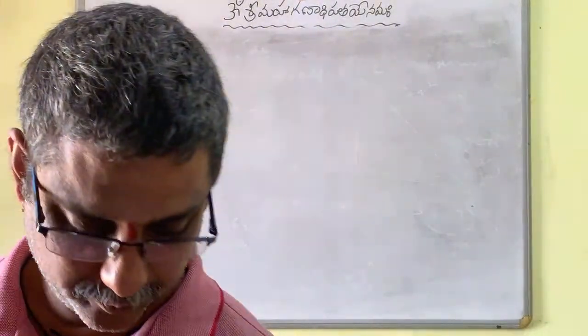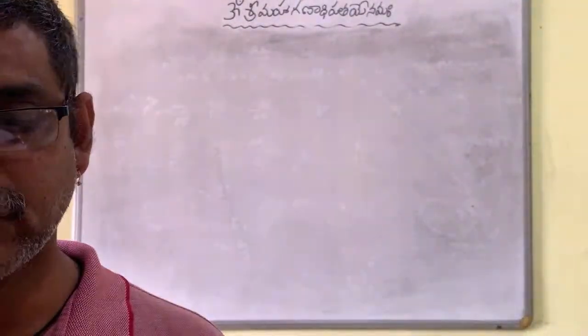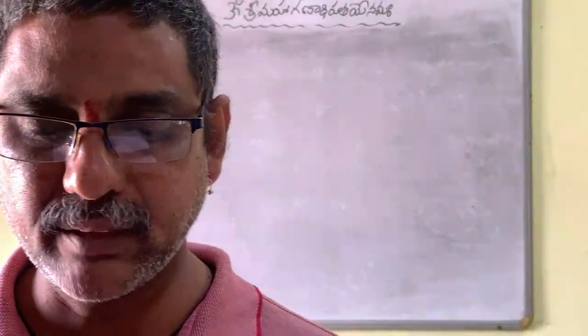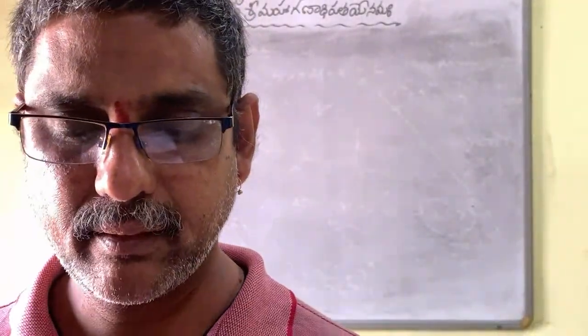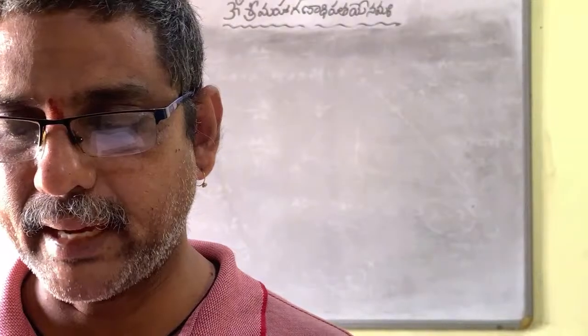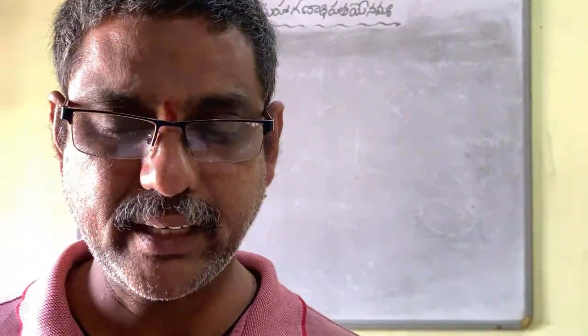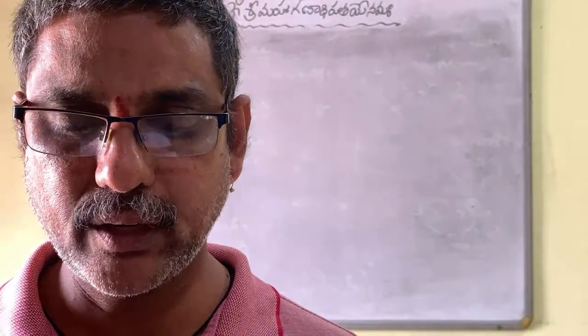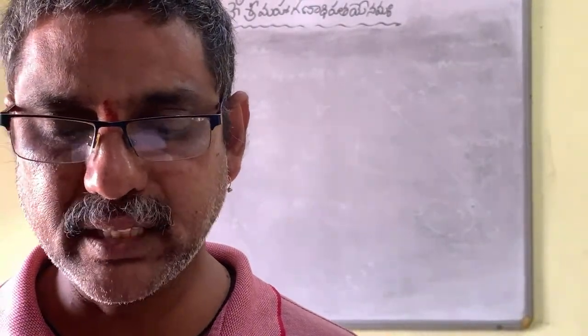Next one, 16th one. ABCD is a trapezium with AD parallel to BC. The diagonals intersect each other at O. AO by OC equal to DO by OB equal to 1 by 2. Then the value of BC is asked.